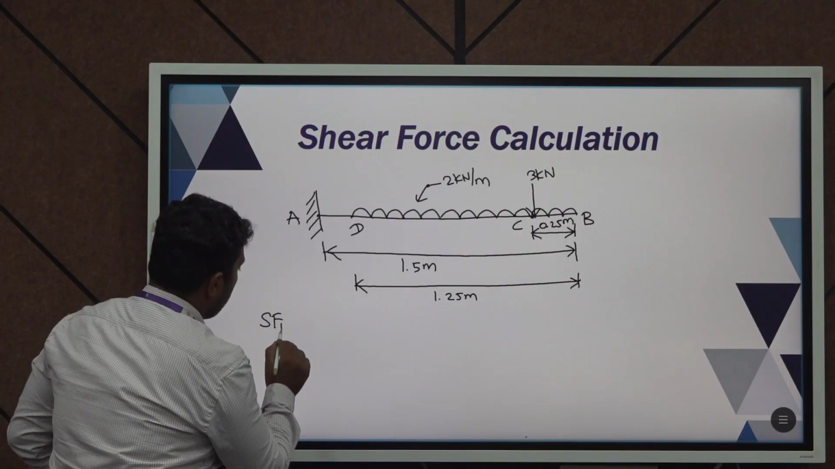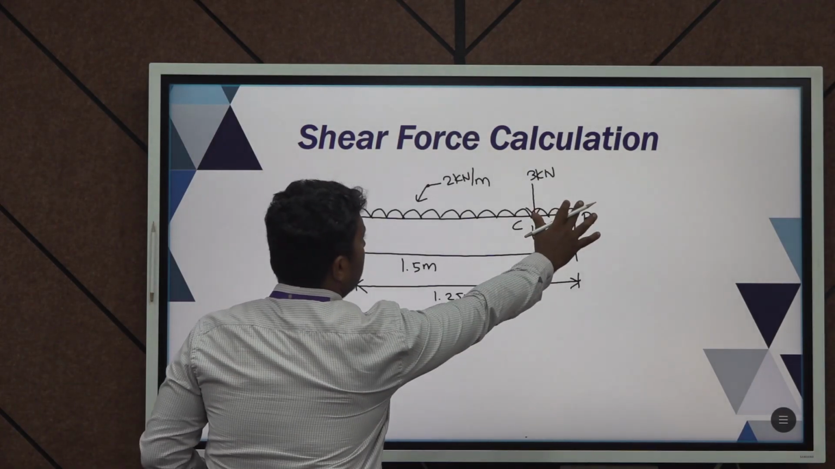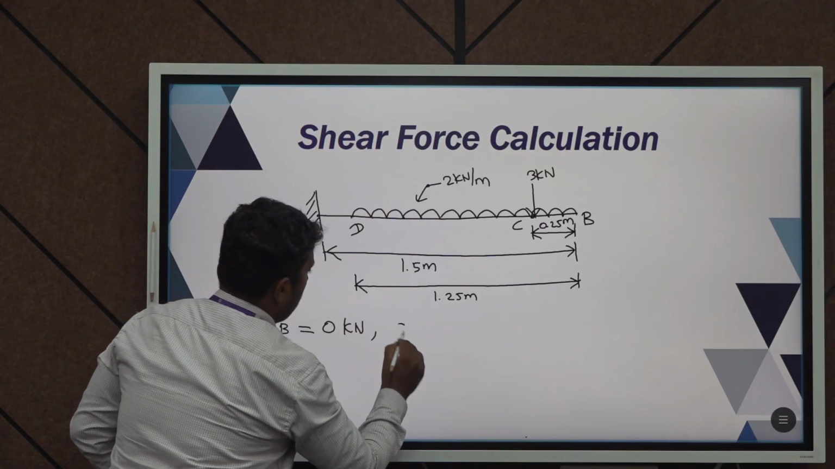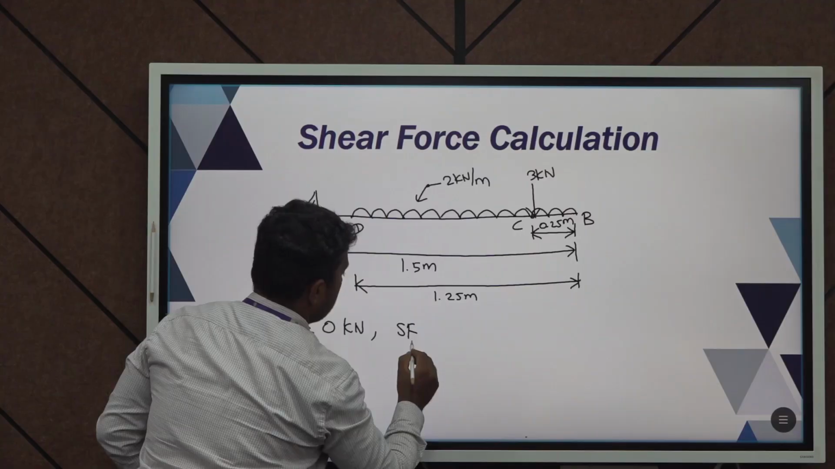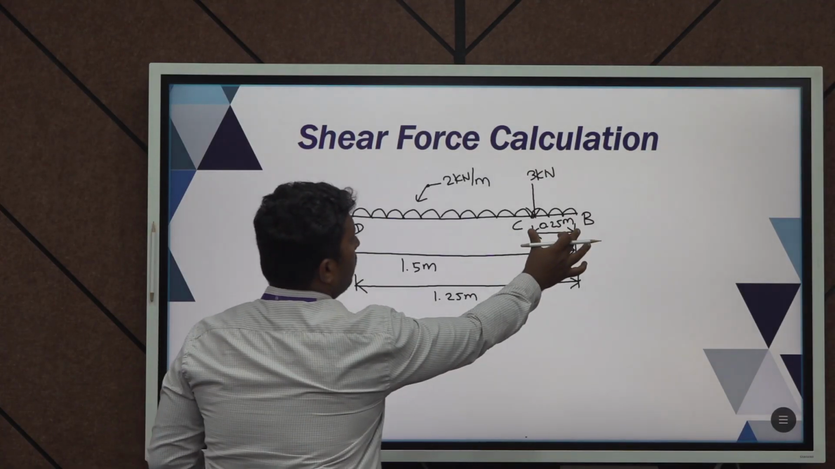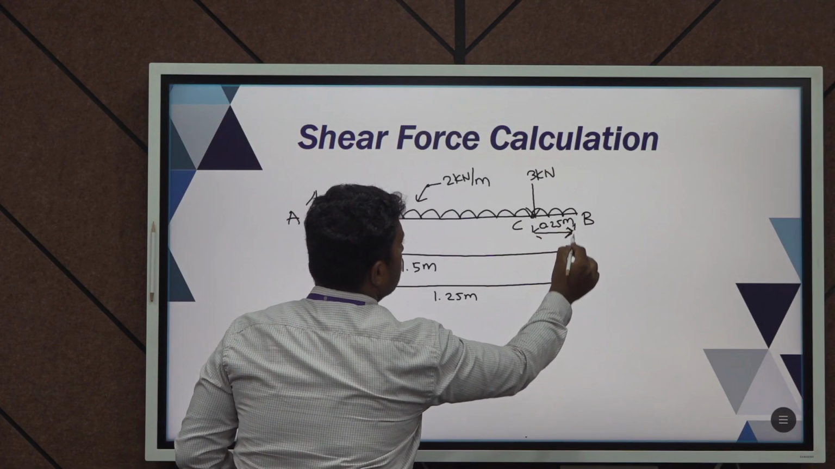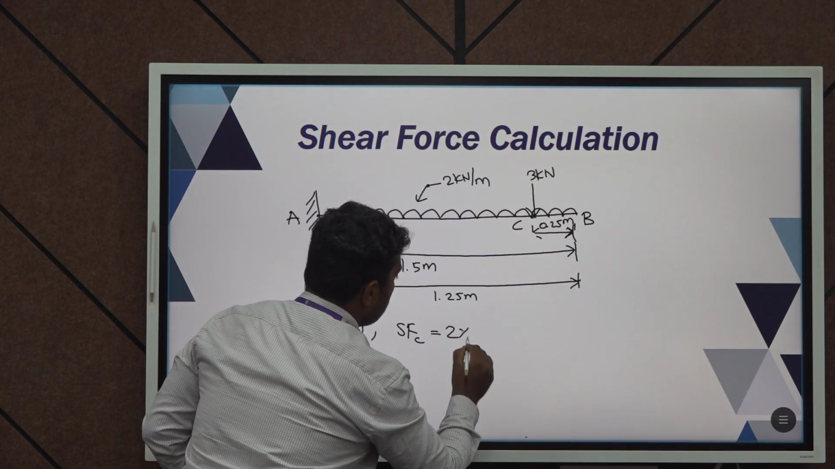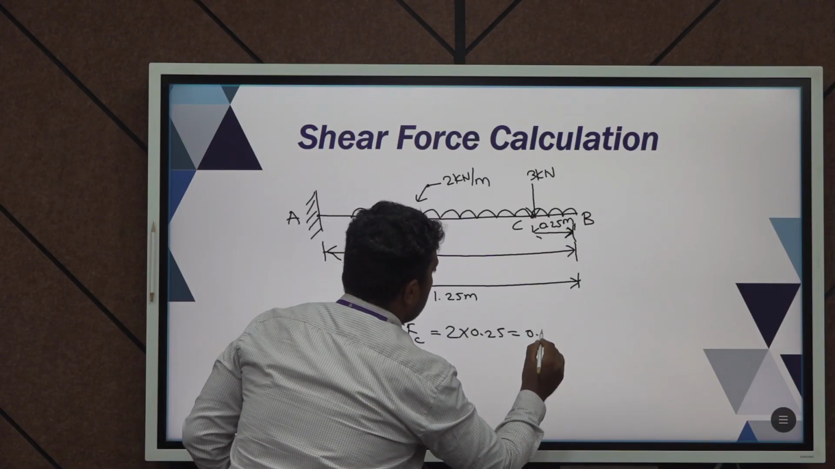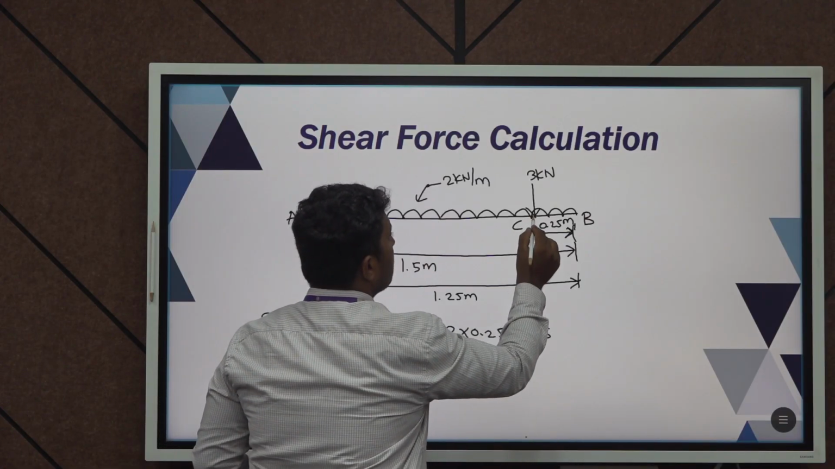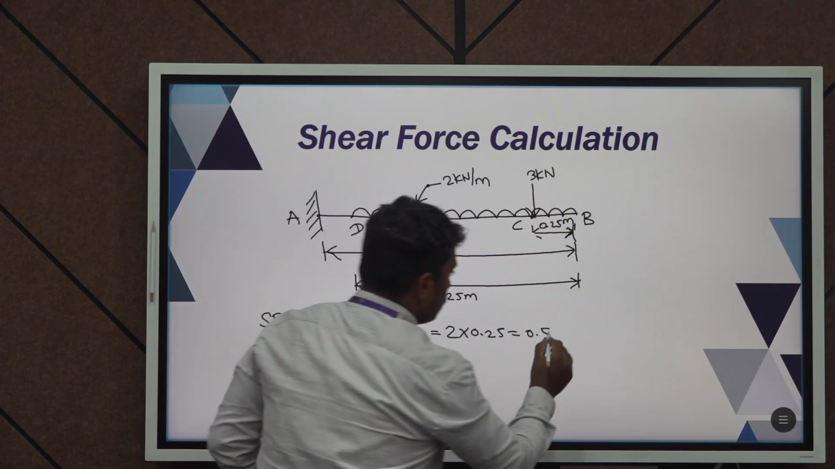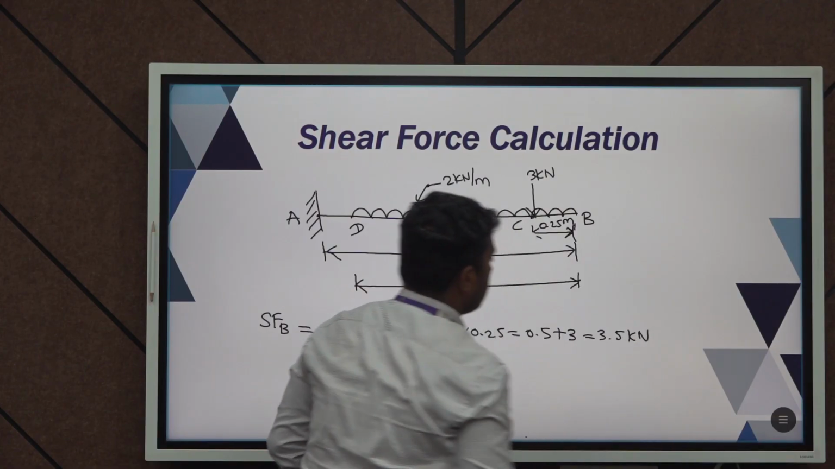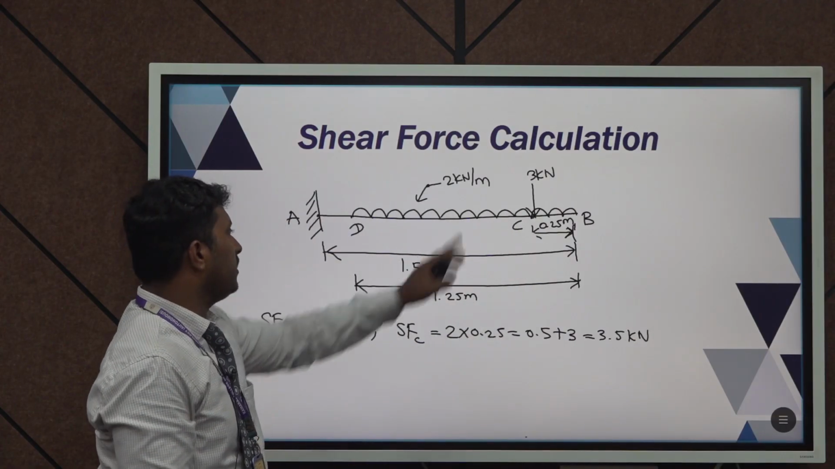Shear force at point B, there is no force acting on point B. So, 0 kilonewton. Shear force at point C, for a distance of 0.25 meter, a UDL load of 2 kilonewton is acting. So, 2 into 0.25 that is equal to 0.5. At C, a 3 kilonewton point load is acting. So, plus 3, totally 3.5 kilonewton. This is the shear force value at point C.